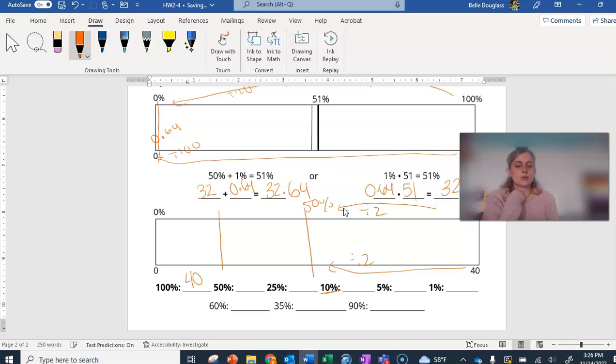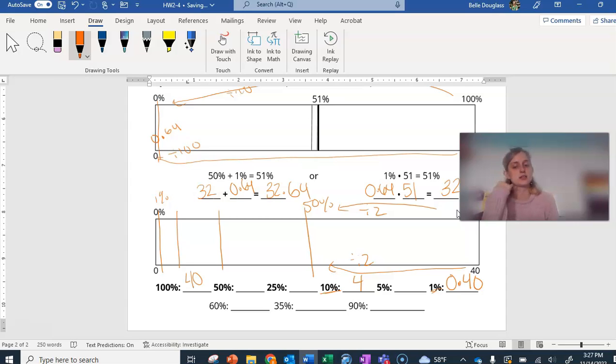Remember that 10 and 1% are different strategies. To find 10%, you want to go back to 100 and divide by 10. 40 divided by 10 is 4. And then you're going to go back to 100 and divide by 100 to find 1%. 100 divided by 100 is 1. 40 divided by 100 is 40 hundredths.